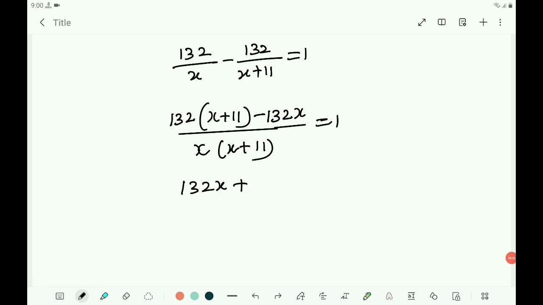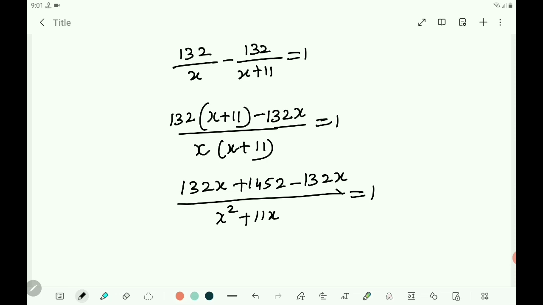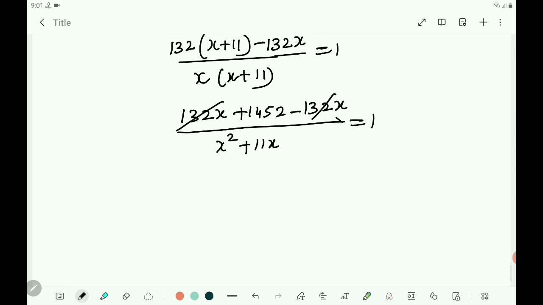11 twos are 22, 2 carry. 11 threes are 33 plus 2, 35. 3 carry. 11 ones are 11 plus 3, 14. 132 into 11 is 1452. So 1452 plus 132x minus 132x by x into x plus x into 11x equals 1. We can cancel 132x minus 132x.